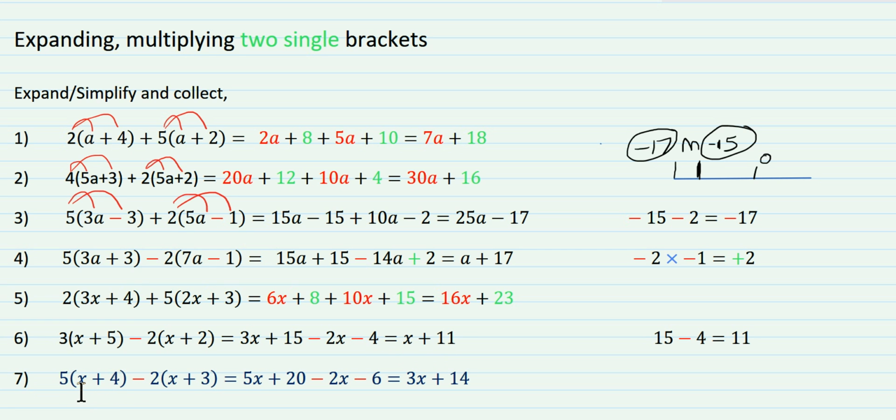Now 5 into x plus 4. So 5 times x is going to be 5x. 5 times 4 is 20. Minus 2 times x is going to be minus 2x. Minus 2 times plus 3 is going to be minus 6. Then you collect the like terms. So 5x minus 2x is 3x. And 20 minus 6 is 14.